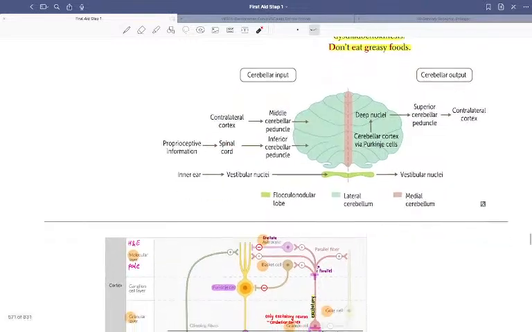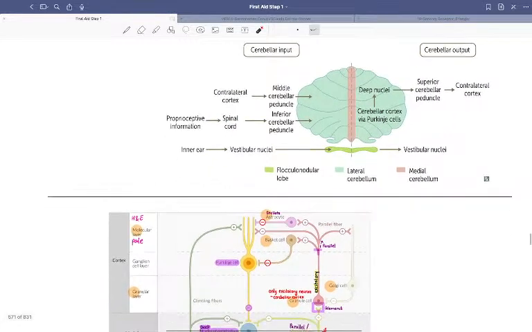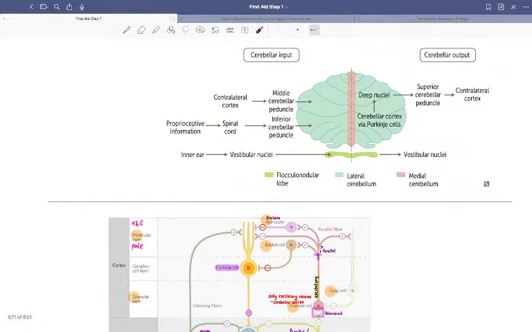Each and everything we'll do, and then we'll do this diagram. First is cerebellar input. You have all the proprioceptive information. The vestibular nucleus from the inner ear comes to the flocculonodular lobe. Next, proprioception comes from the spinal cord via the inferior cerebellar peduncle. The middle cerebellar peduncle is contralateral cortex, but the inferior cerebellar peduncle is ipsilateral.